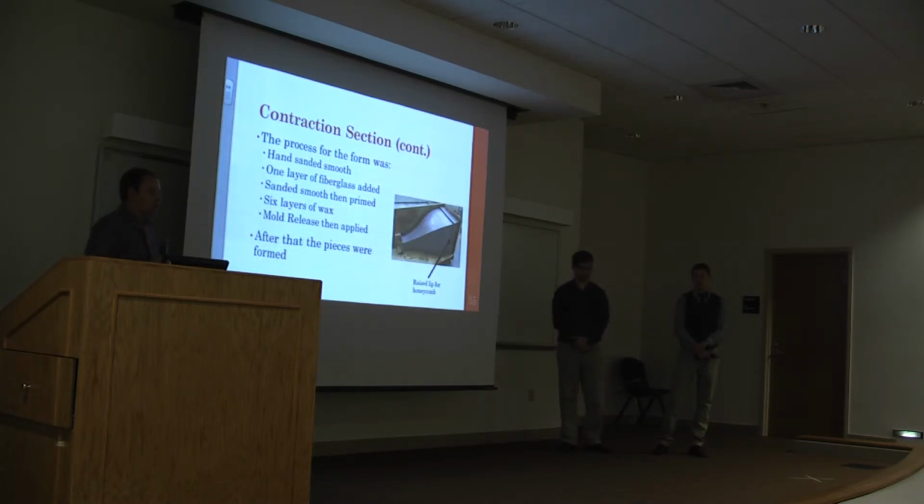So to get ready for the pieces to be molded off of, first we had to hand sand after the hot wire. After that was complete, we put on one layer of fiberglass and resin. Once that was dry, we hand sanded that smooth, and then we primered it. After the primer, we put on several layers of wax, and then we put on a mold release agent, which helps separate the pieces from the mold so they do not stick. After that was completed, we were then able to mold the 4 pieces off of that.